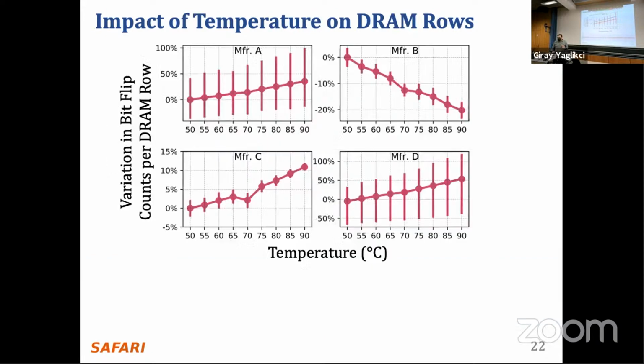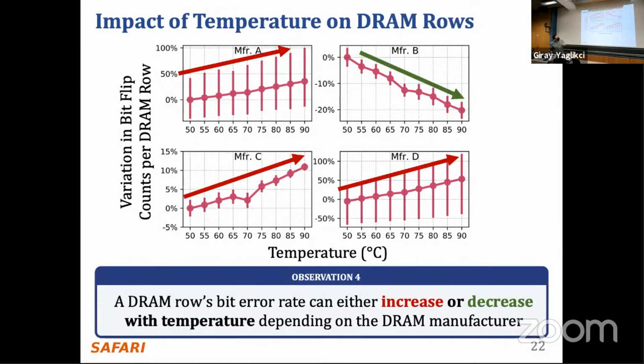And we repeat this analysis on all 4 manufacturers. And we see that 3 of them follow a similar trend. But if we look at manufacturer B, we see an opposite trend. It's quite surprising. If you get a DIMM from manufacturer B and you heat it up, it becomes less vulnerable to RowHammer. So our takeaway is that a DRAM row's bit error rate can either increase or decrease with temperature, depending on the DRAM manufacturer.